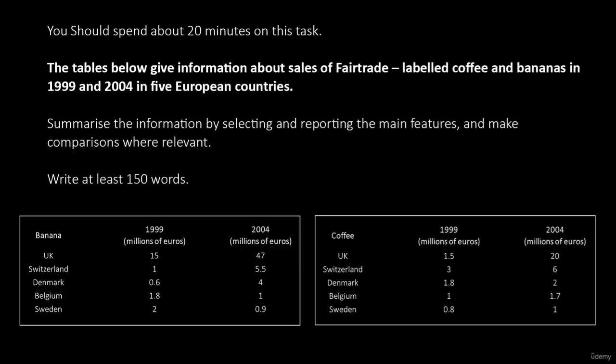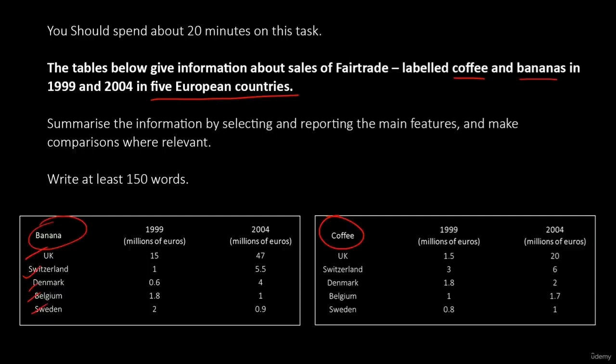The tables below give information about sales of fair trade labeled coffee and bananas in 1999 and 2004 in 5 European countries. So 5 European countries, I don't think they have mentioned them. Yes, they did here. So you have to watch out for this information. They have mentioned only 5 European countries here. Have they mentioned the names? No. You get the names from the table itself. It could be a single table or it could be two different tables. Now they have separated the tables based on the commodities: coffee and banana. Clear? So the question plus the table will give you enough information to write the first sentence which we have discussed earlier.